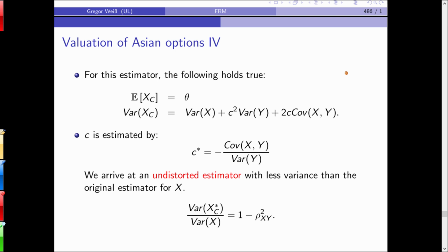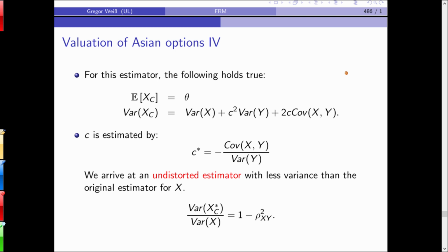The estimator estimates the desired parameter theta in the population, which means that the estimator is unbiased. In German, unverzerrt. Unverzerrter Schätzer, an unbiased estimator. The expected value of the estimator, more or less, is the true parameter. But what does the variance of xc look like?